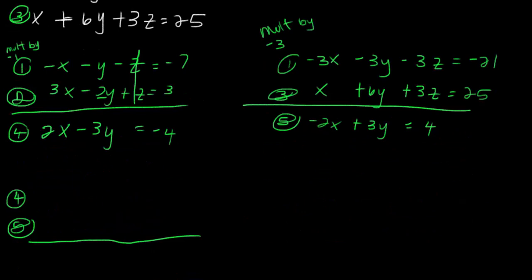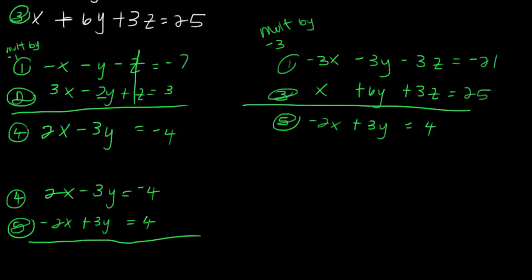So 2x minus 3y equals -4. And -2x plus 3y equals 4. And what you want to do now generally is eliminate either x or y. But you can see that this is an unusual case. We don't always have this.